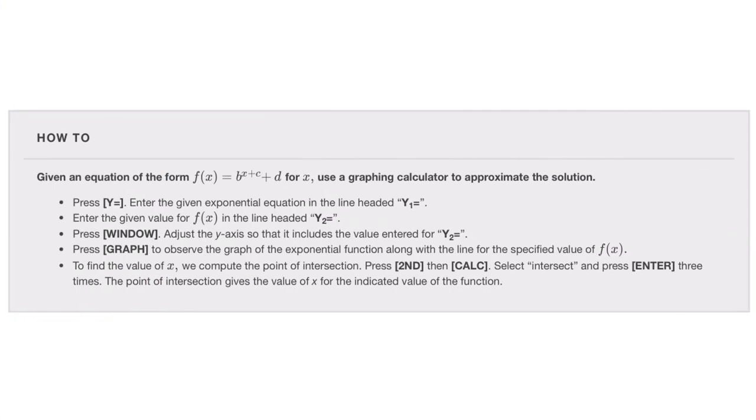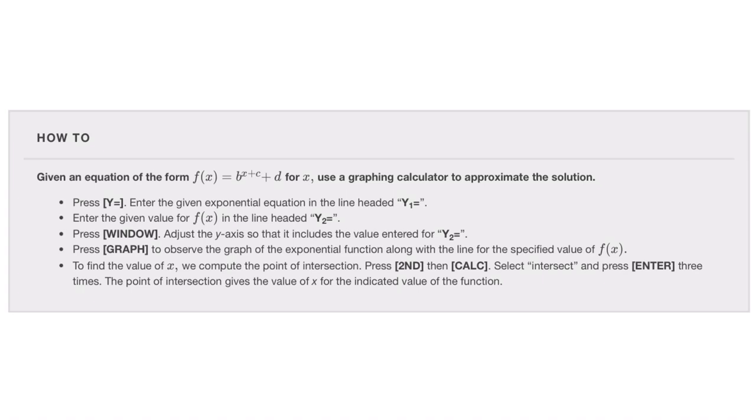Let's keep going. Given an equation of the form f of x equals b to the x plus c plus d for x, how do you use a graphing calculator to approximate the solution? Press y equals, enter the given exponential equation into the line headed y1 equals, and enter the given equation value in the line headed y2 equals.